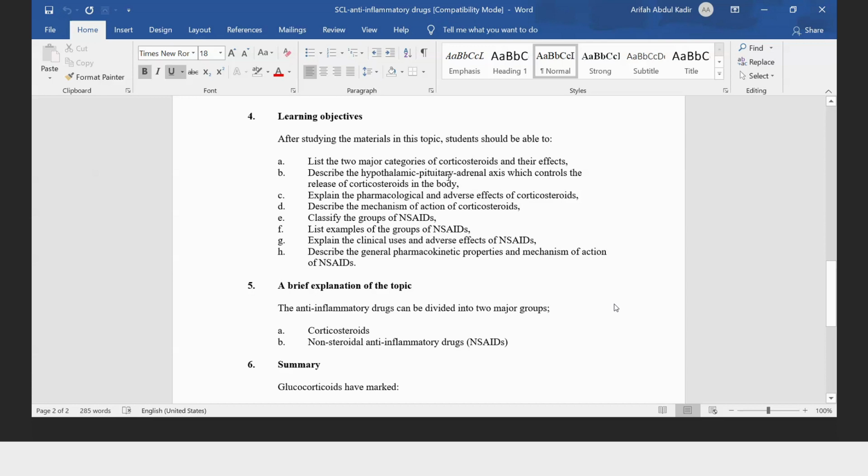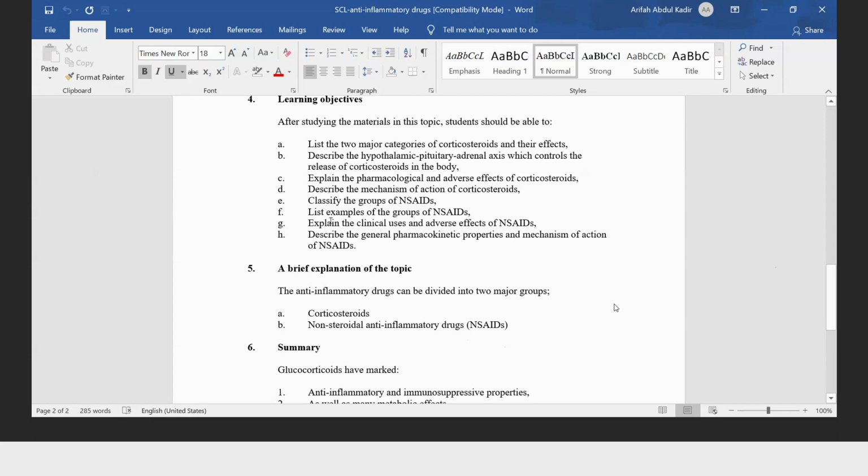So this again, B, is your physiology. Please revise your physiology. And D would be the mechanism of action of corticosteroids, how they reduce inflammation. Then followed by NSAIDs. NSAIDs are also used for inflammation. They're referred to as non-steroidal anti-inflammatory drugs. So in short, we call it NSAIDs.